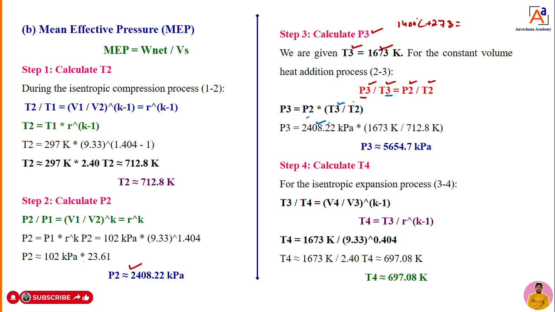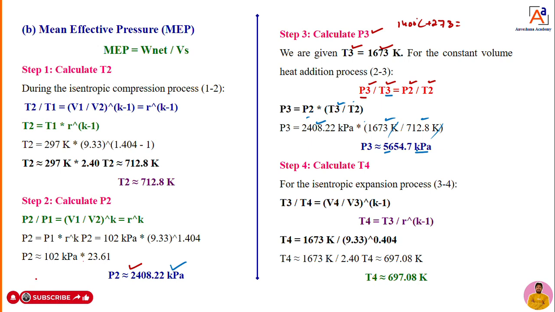What is P2? You already calculated that here. It is in terms of kilopascal. You can maintain consistent units, then later convert into some other unit as per your requirement, but maintain the same units in the whole problem. That is very important. Okay, P2, then T3 by T2. Then Kelvin will get cancelled. Whatever you multiply, you are going to get 5654.7 kilopascal. That is the P3 value.